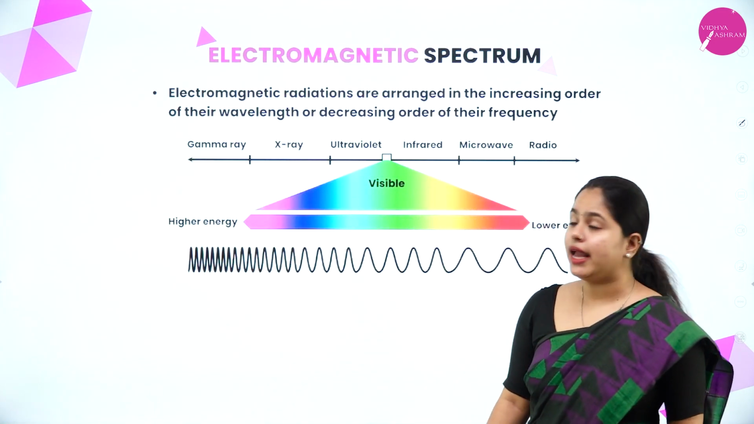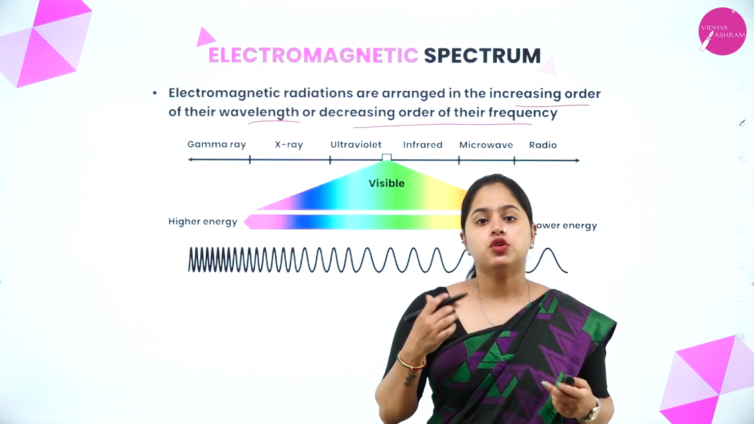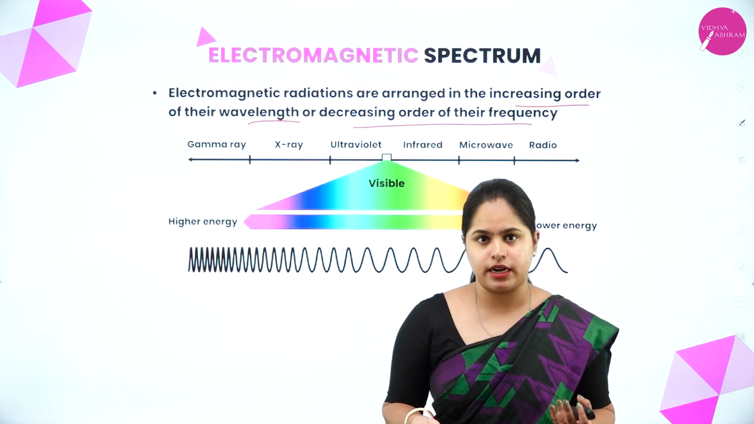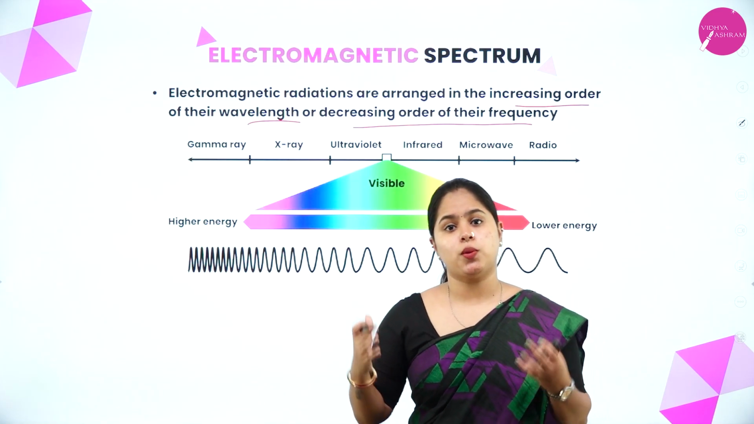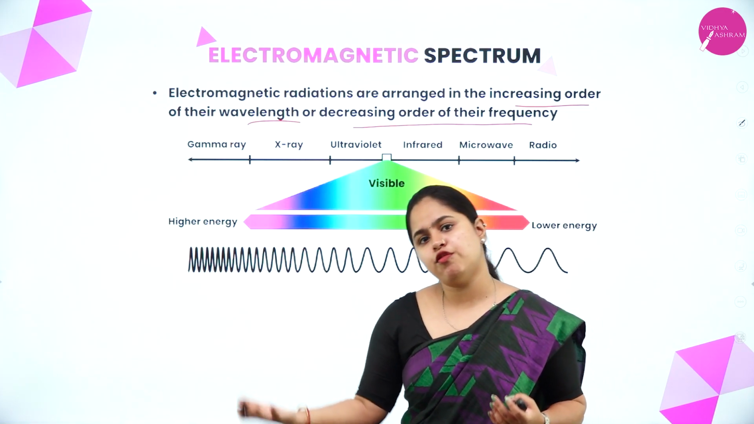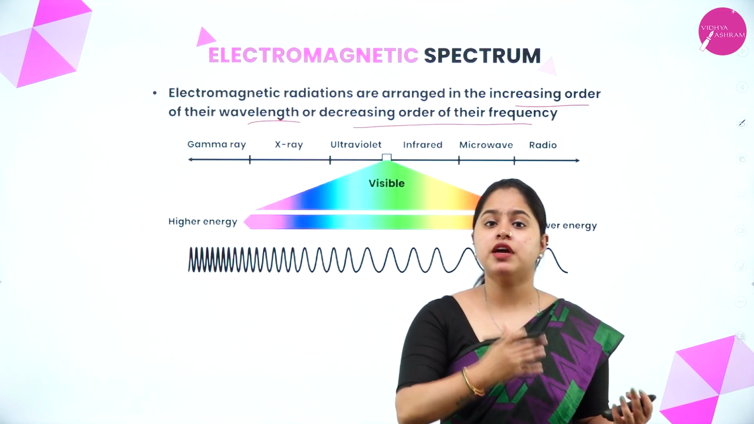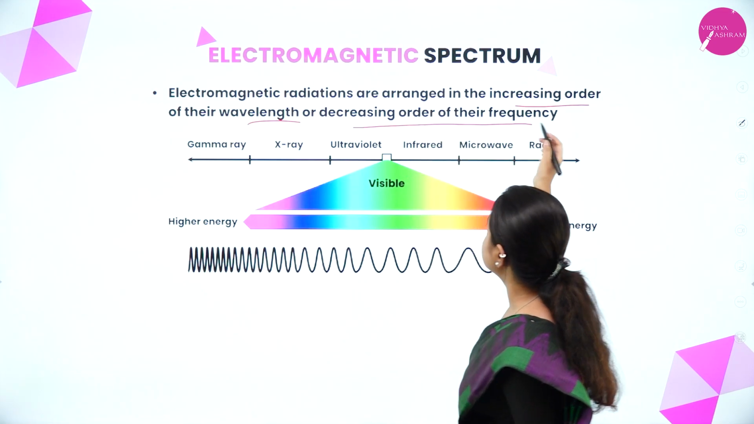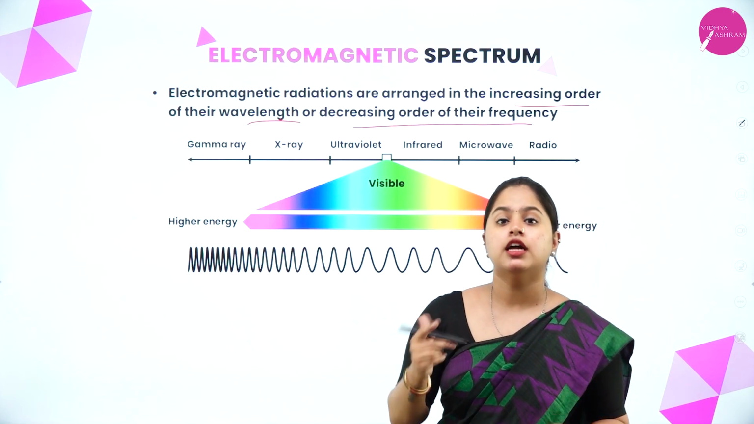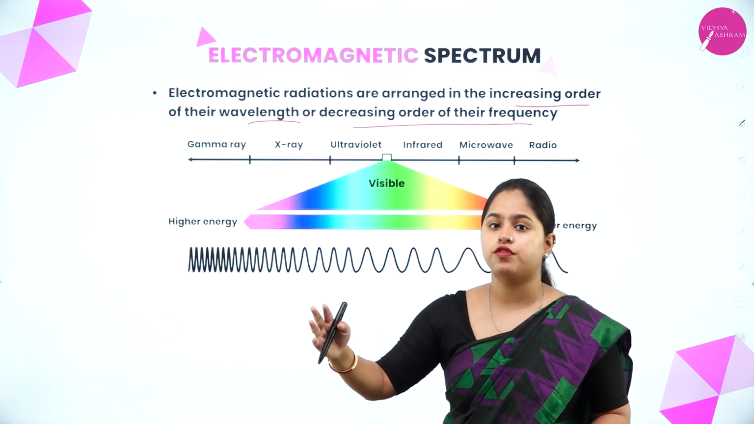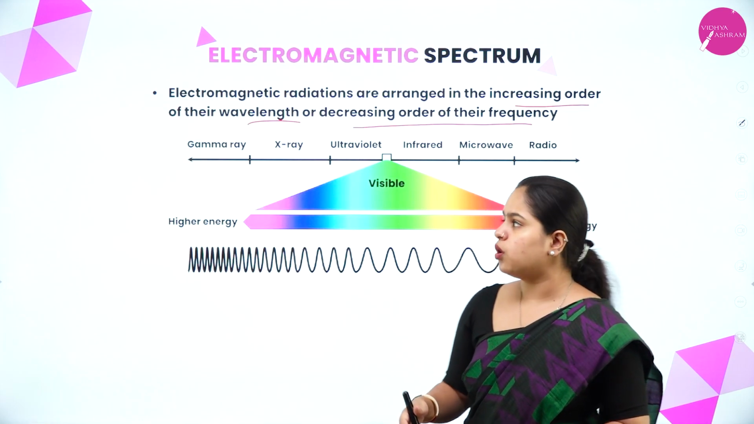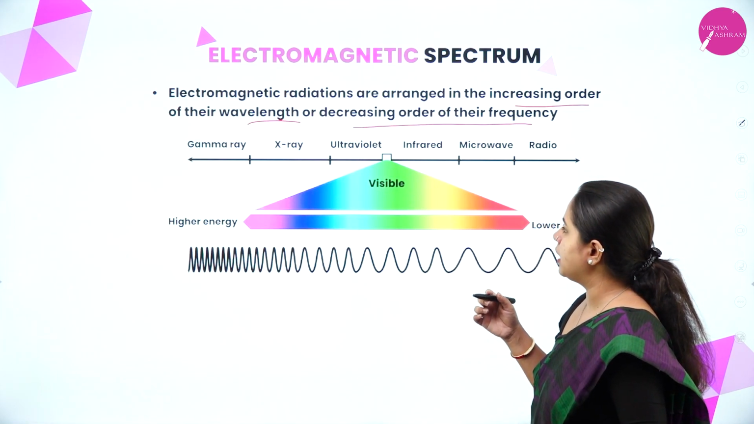Now moving on to the electromagnetic spectrum. Till here we studied the electromagnetic radiations and their characteristics. Now, if we arrange these electromagnetic radiations, it's not just one kind, it will be different kinds of electromagnetic radiations. If we arrange them in increasing order of their wavelength, as I said, it is inversely proportional, so it will be in decreasing order of frequency. So, let's take a look at our electromagnetic spectrum.